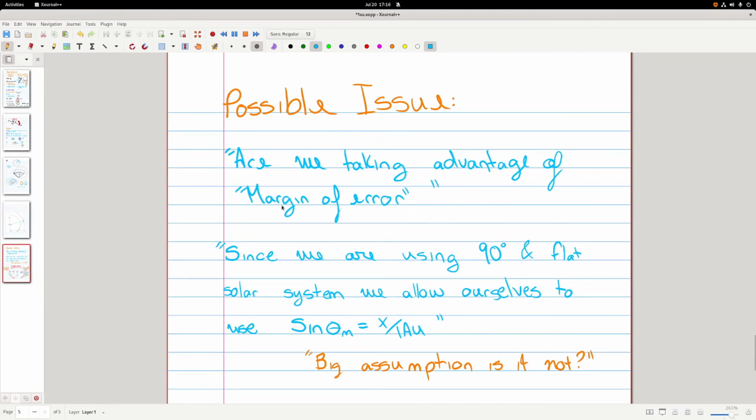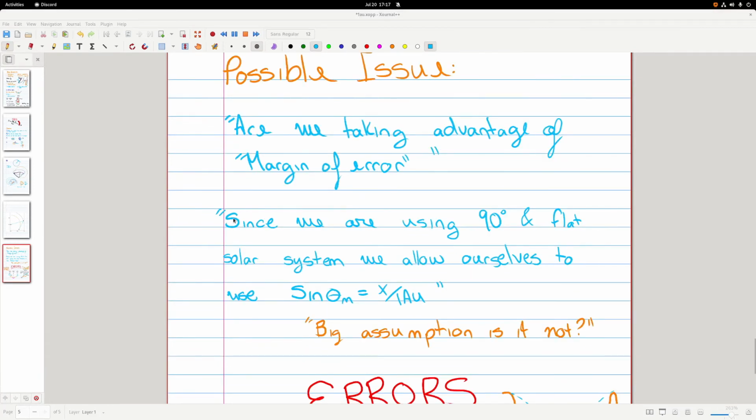Okay, so the first question was, are we taking advantage of this margin of error? I already just dove into this sine theta bit, so let me rerun through this because I took a dinner break and I'm not sure if I missed some things. So are we taking advantage of the margin of error? No, the margin of error is a tool that we use to determine, if we were to reproduce the experiment, what range of values we would expect to find based on the uncertainties that we expect from our measurements.